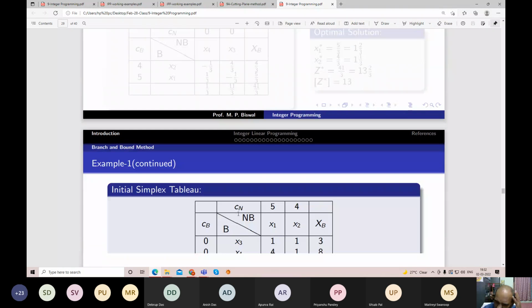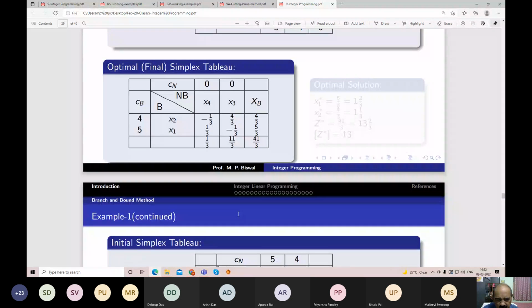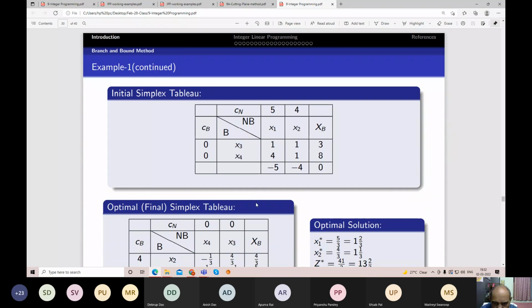Our solution for this example is like this. Solution x1 equal to 5 by 3, x2 equal to 4 by 3, and what sort of solution is it? It is a non-integer solution, right? Non-integer solution x1, x2. So we will select one of the variables. Generally, we select the variable which has the largest fractional part, 4 by 3, 5 by 3. Which one will we consider?